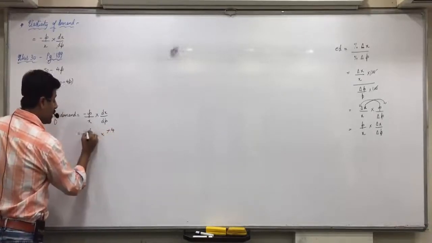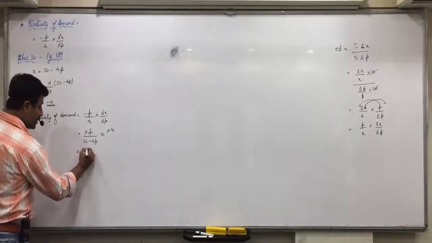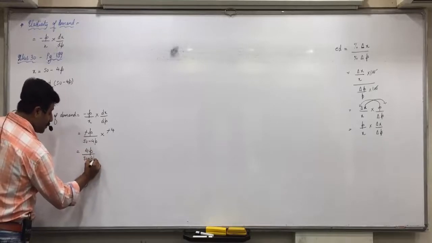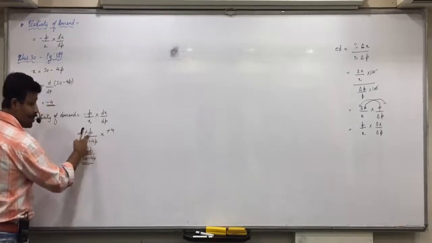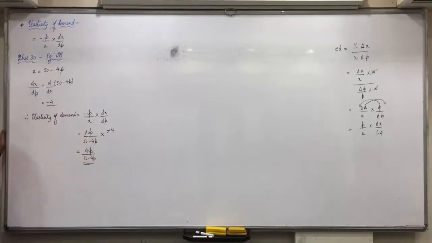Into, what is dx upon dp? Minus 4. This minus will always get cancelled. That is the reason we are taking minus sign, as I said. Because of inverse relationship, elasticity is always negative, but for convenience we take it as positive. What remains? Can I say 4p upon 50 minus 4p? 4 into p, 4p upon 50 minus 4p.